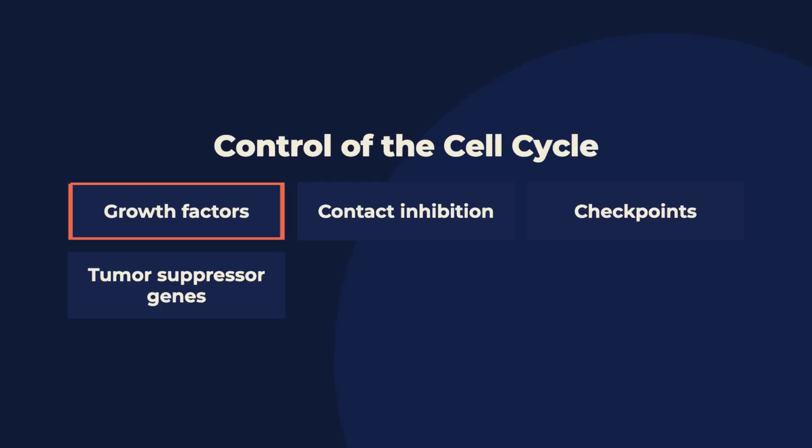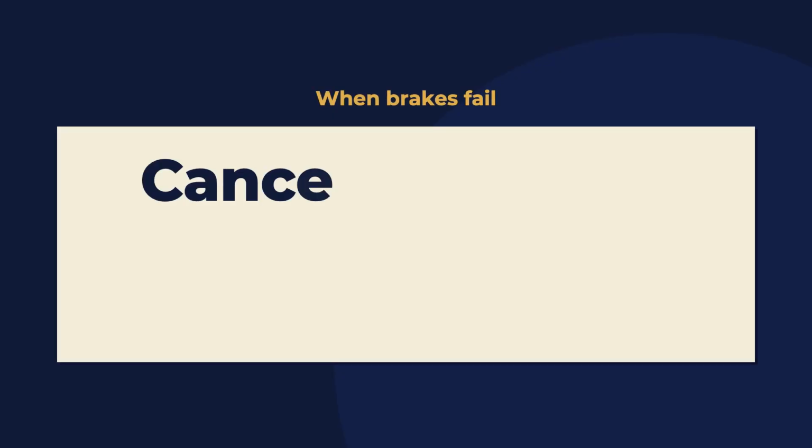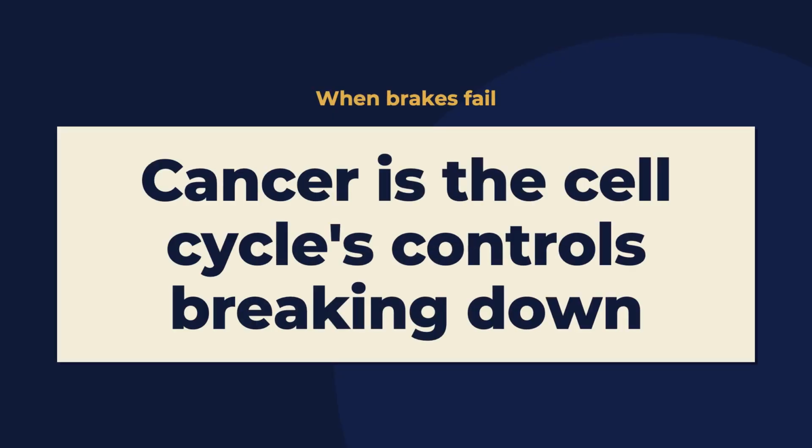Division is tightly regulated. Growth factors stimulate division. Contact inhibition halts it once cells touch their neighbors. Internal checkpoints verify conditions are safe, and tumor suppressor genes act as molecular brakes while proto-oncogenes act as accelerators. Cancer occurs when brakes fail, accelerators stick, and cells ignore checkpoints and contact inhibition, dividing relentlessly. Because treatments target fast-dividing cells, they also strike normal fast-dividing tissue, explaining chemotherapy's hair loss and gut side effects.